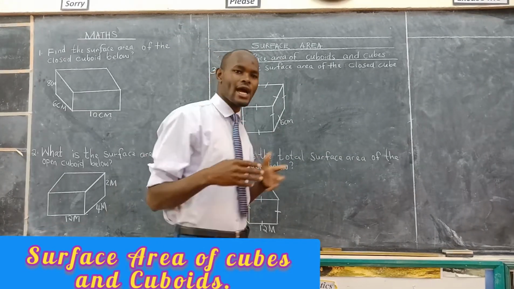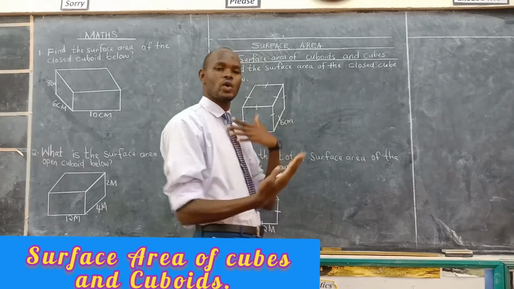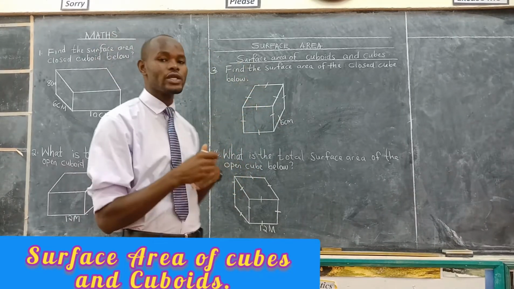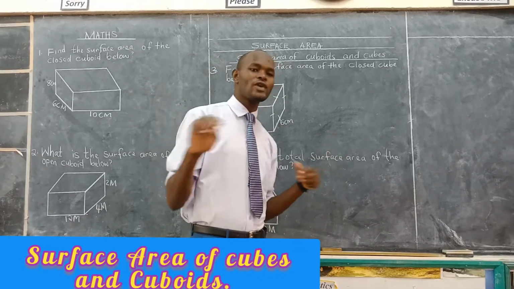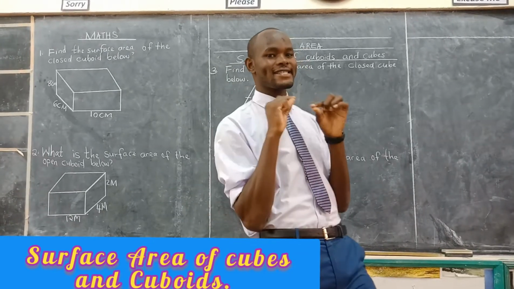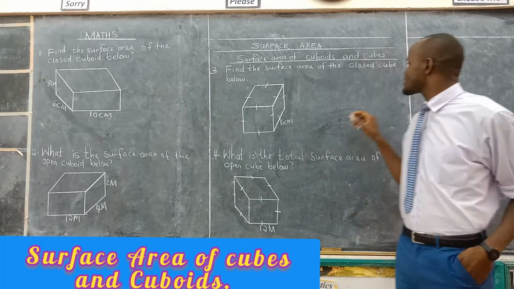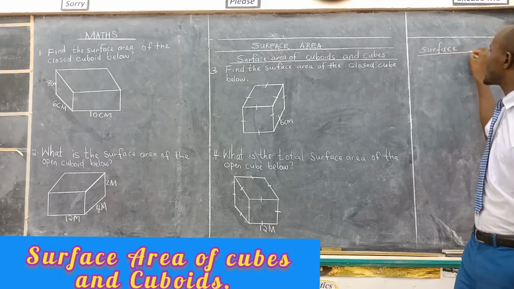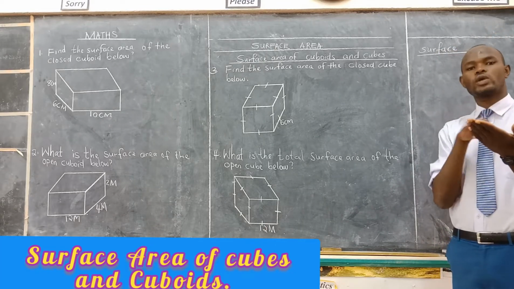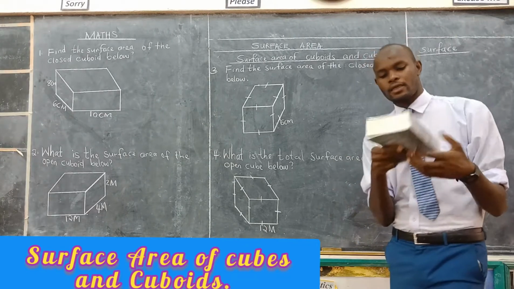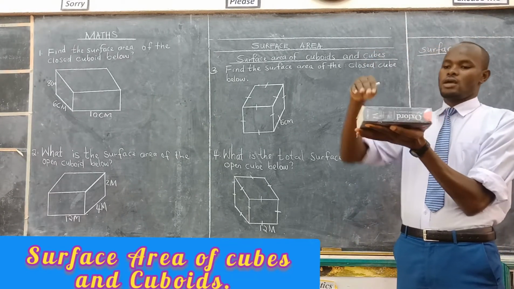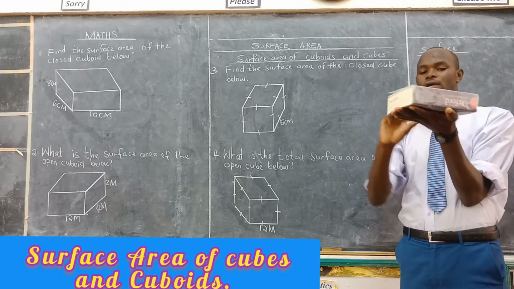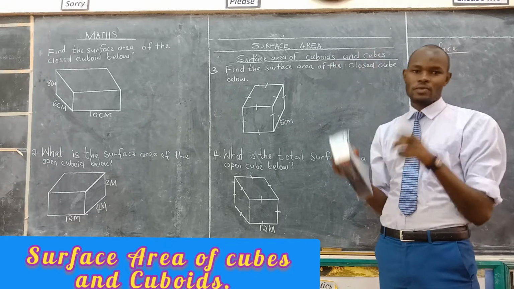So we are talking about surface area, and before you proceed with other matters concerning surface area, you need to understand what is the meaning of surface area. From the word surface, it is from the word faces, what you can touch. For example, this is an example of a cuboid. You can touch this face, you can touch this face, another face, and also we have the bottom face.